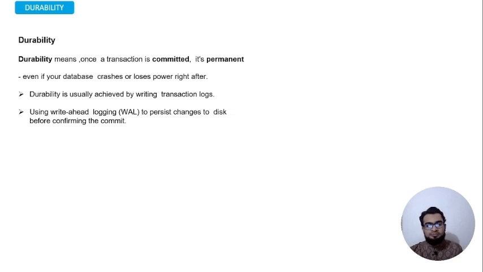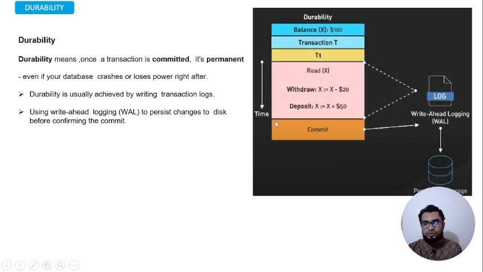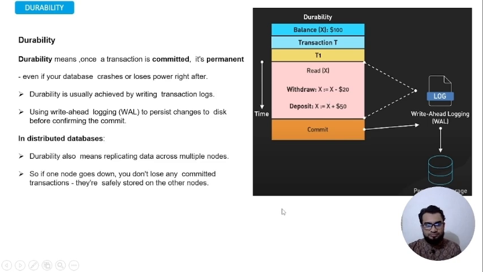Durability. Durability means once a transaction is committed, it's permanent, even if your database crashes or loses power right after. Durability is usually achieved by writing a transaction log, using write-ahead logging to persist changes to disk before confirming the commit. As we can see from this image, in a distributed database, durability also means replicating data across multiple nodes. So if one node goes down, you don't lose any committed transactions. They are safely stored on the other nodes.